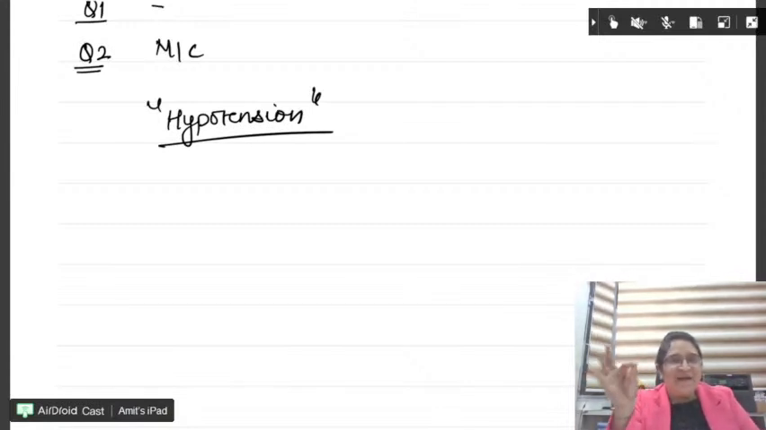Next beta. Very good. MI. MI is a cause of which type of shock? Jaldi batao. Quickly.